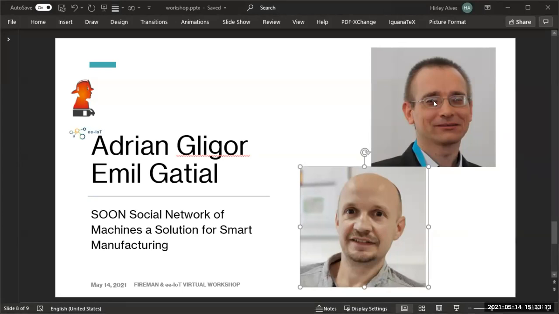And next, we have Adrian Gligor and Emil Gatiao. They will be talking about Zoom, social network of machines, a solution for smart manufacturing.